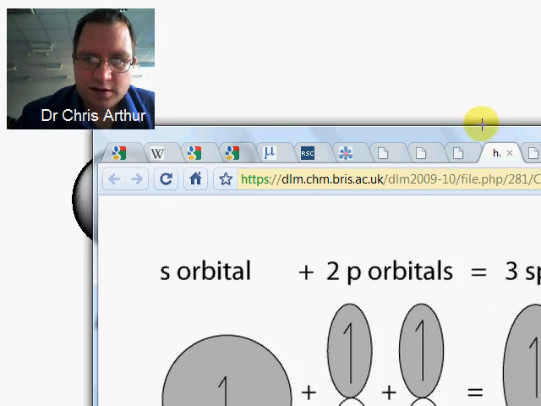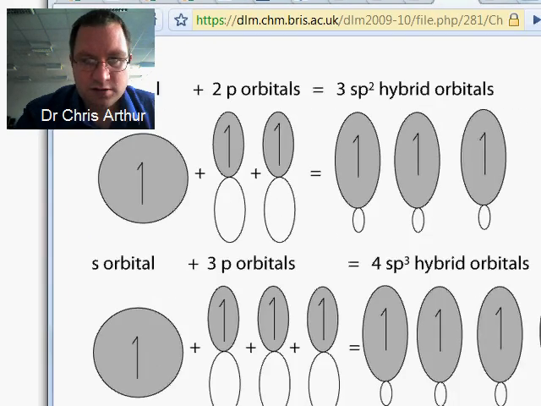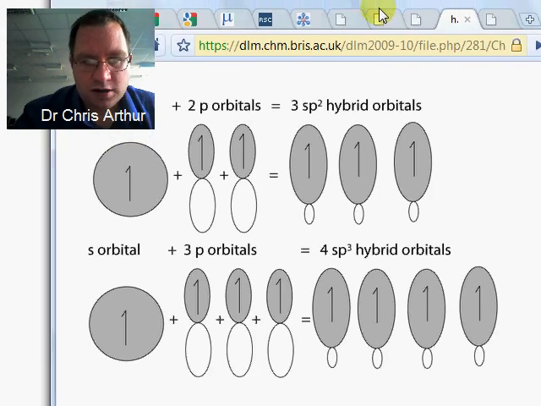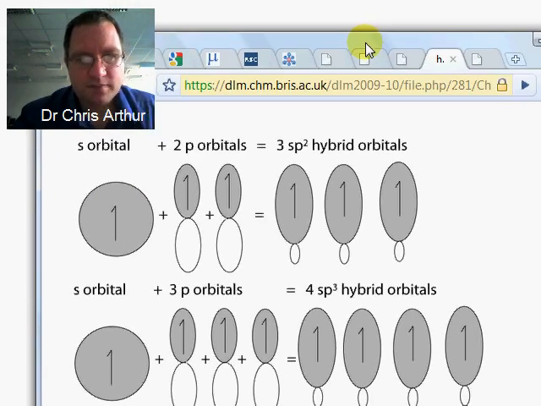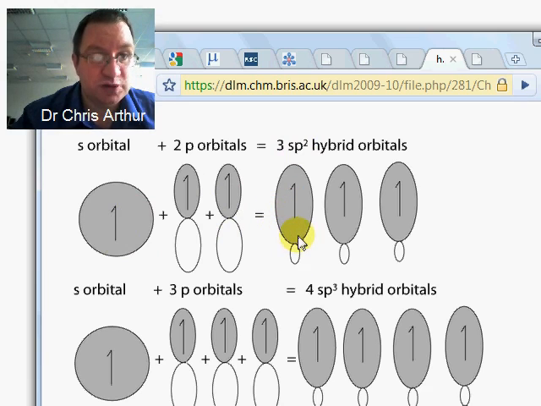Okay. Let's have a look at the next one. So we can do the same with the s orbital and two p orbitals, and this time we get three, because we're combining three orbitals to begin with, three sp2 hybrid orbitals. Each of these has an electron in it because we've started with an electron here, and we have three of these. Again, we end up having this little negative lobe but large positive lobe.